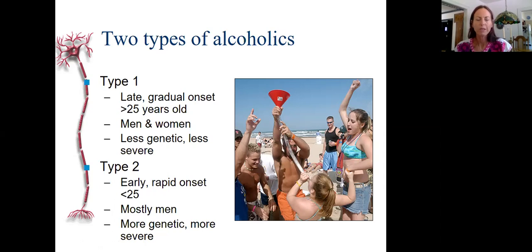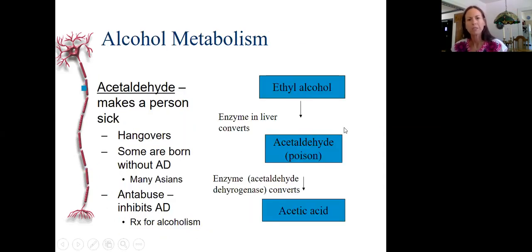They often stop drinking. Type 2 alcoholics are a totally different story. They start drinking when they're very young. They might start at age 16 or something like that. All of a sudden they're drinking a ton, and before they're 25 years old. These are mostly men. And again, it's more genetic, more runs in families, and it's more severe, much harder to treat than the type 1.